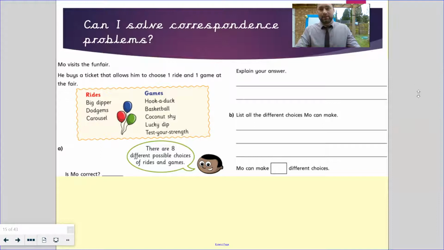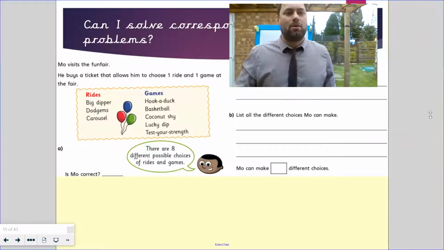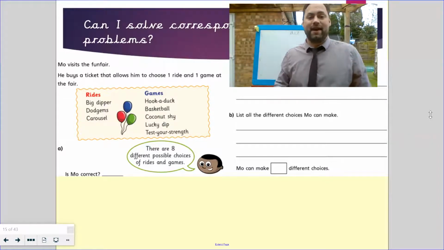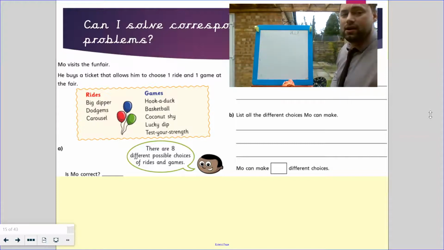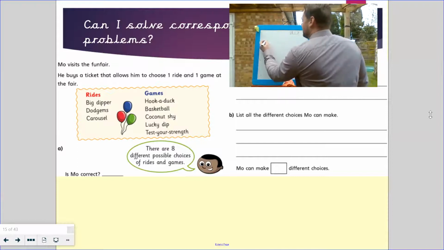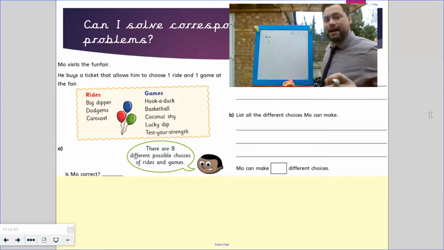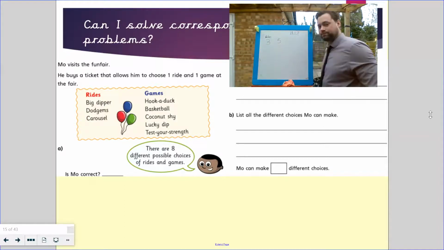I'm going to make myself just a bit bigger here so you can see what I'm doing on the board behind me. Mo buys a ticket that allows him to choose 1 ride and 1 game at a fair. He says that there are 8 possible choices. Is he correct? We need to find out whether he's correct or not. Let's have a look at the rides. We've got the Big Dipper, the Dodgems, and the Carousel, so we have a total of 3 rides. The games: we've got Hook a Duck, Basketball, Coconut Shy, Lucky Dip, and Test Your Strength. So we have 5.